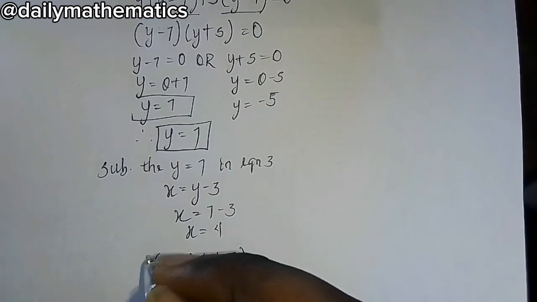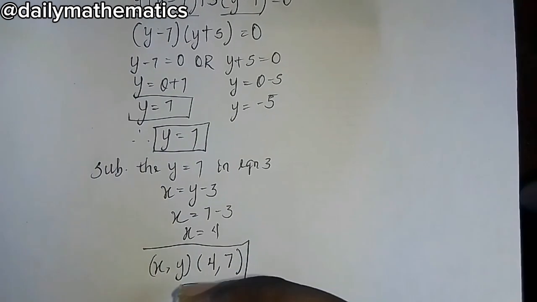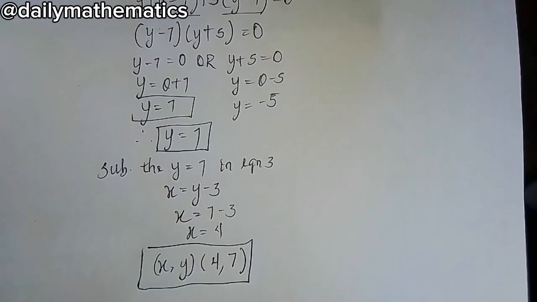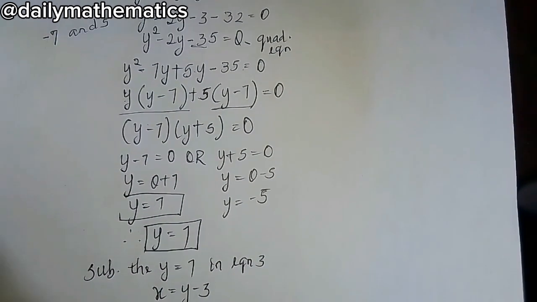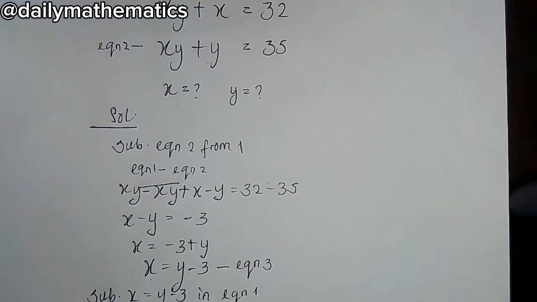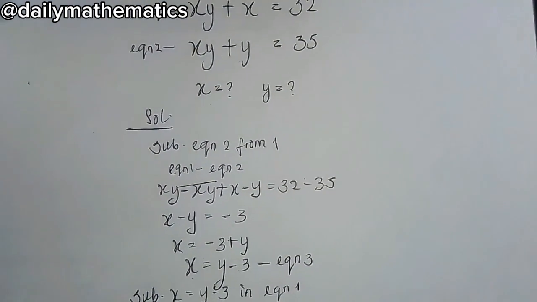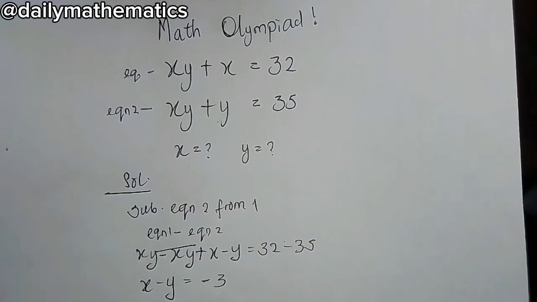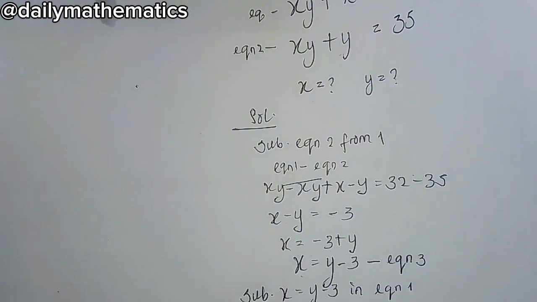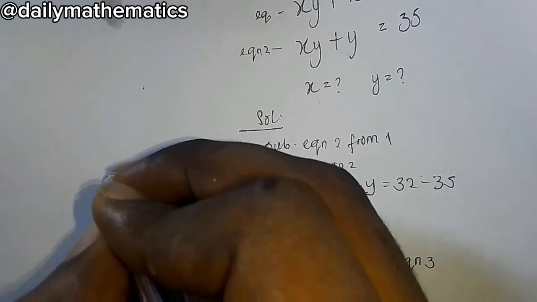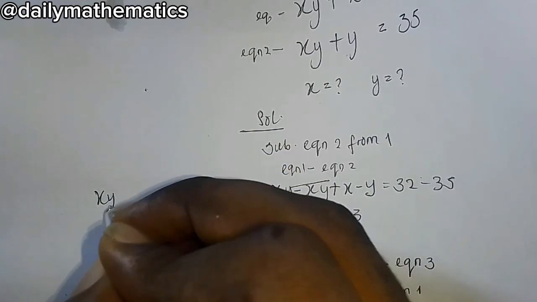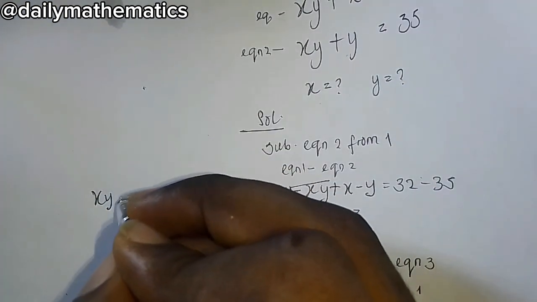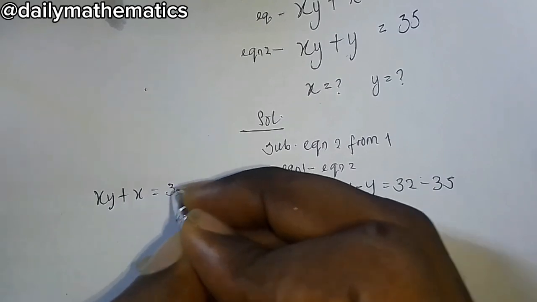Right? So this brings us to the end of this question. We have gotten the values of x and y for this question. Now, to quickly confirm if our answer is correct, we are going to do a confirmation. This is the value here, xy plus x equals 32. Let's have it here. xy plus x equals 32, right?